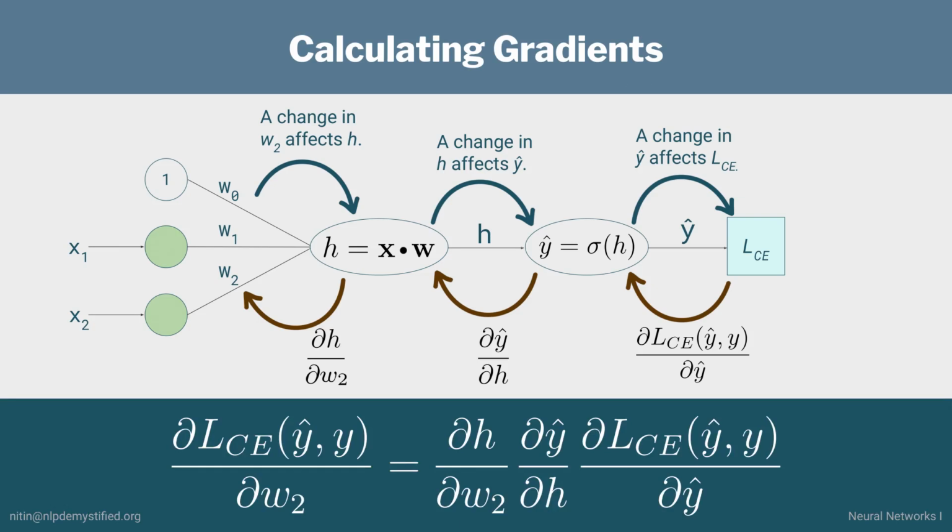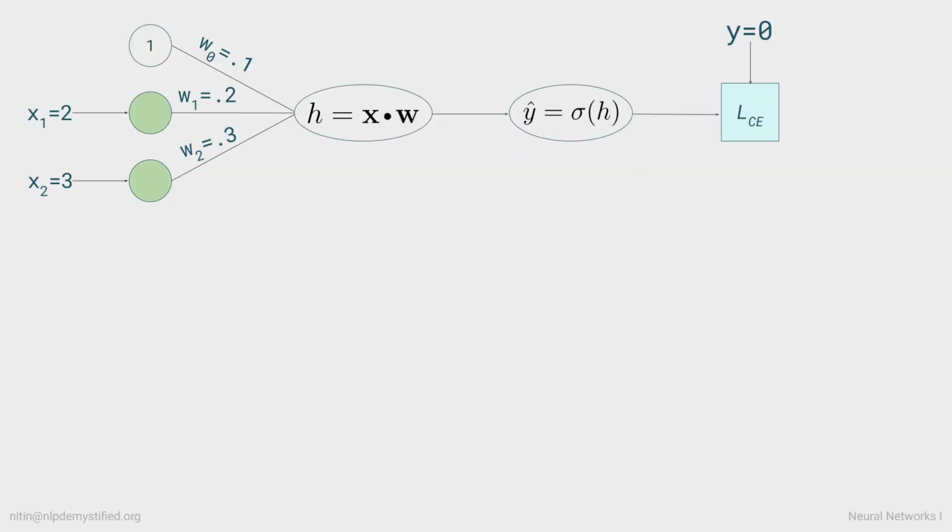The derivative of the loss with respect to W2 then is these individual derivatives multiplied together. Let's work through an example to anchor this further. Say we have a single example input, and the values of our two features are 2 and 3 respectively, and there's a constant bias input of 1 as well. The weights are 0.1, 0.2, and 0.3 respectively, and the target y for this example is 0.